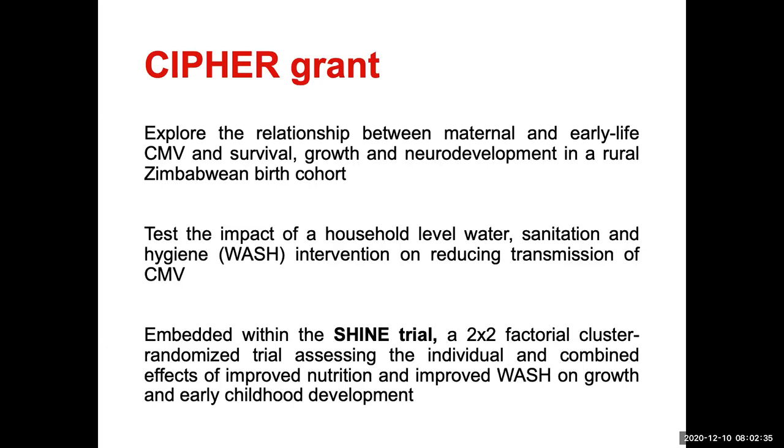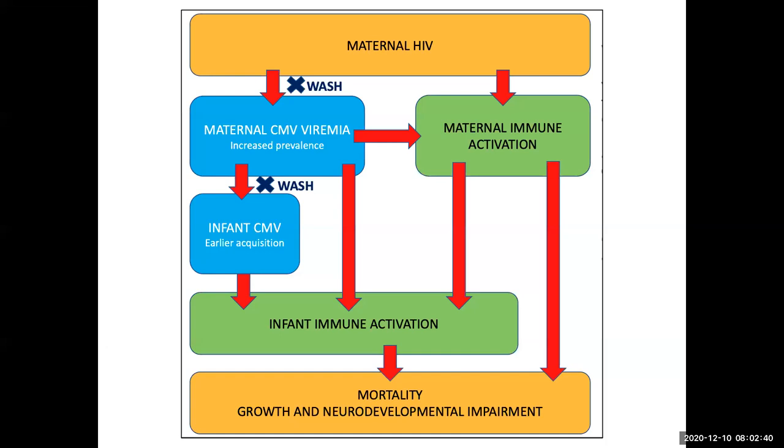So this is a bit of a busy slide, but I just wanted to talk through what our hypothesis is. So our hypothesis is that a mother living with HIV at the very top might have more CMV viremia during the period of pregnancy. This might have a few effects. It could increase infant CMV acquisition, which we know generally happens very early in life in this part of the world, but may happen even earlier if the mother has either a higher CMV viremia level or more CMV at all. This could also affect the mother's immune system or the infant's immune system.